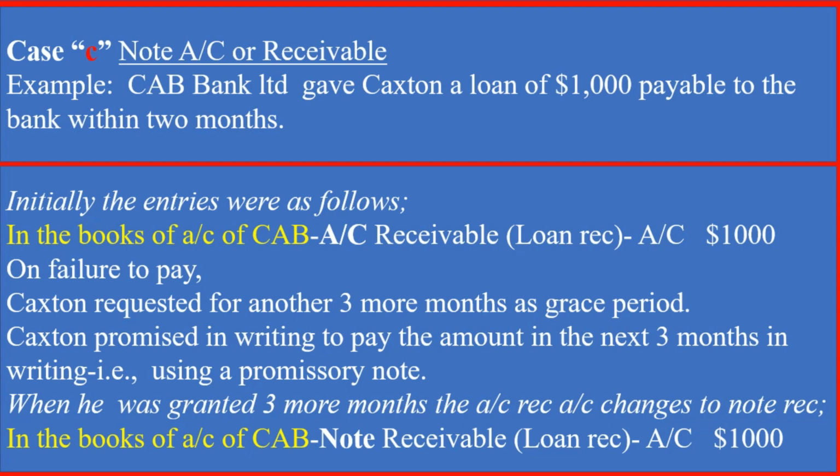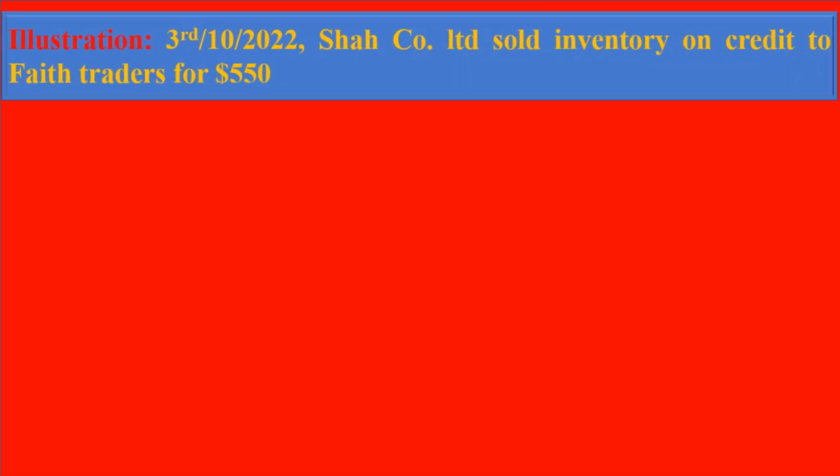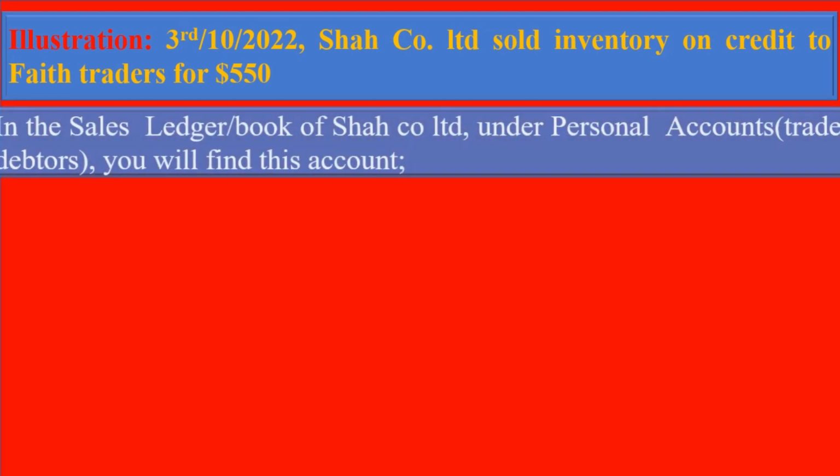All right. So, with those explanations, I just want to take a simple illustration to demonstrate how the recording is done in the books of accounts of the seller who has sold on credit. So in this case here, we are looking at a case whereby on 3rd October 2022, Share Company Limited sold inventory on credit to Faith Traders amounting to 550 US dollars. So this is recorded in the books of accounts as follows.